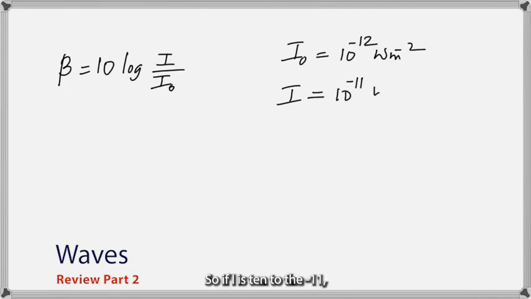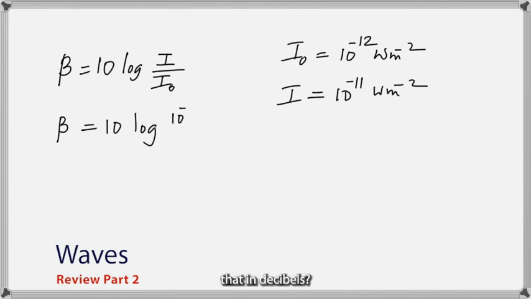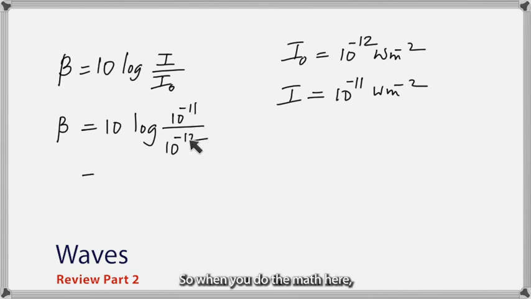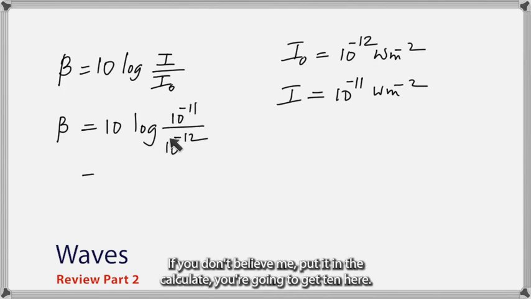So if I is 10 to the negative 11 watt per meter squared, how do we calculate that in decibels? Just plug it into the formula. So I is given as 10 to the negative 11, so you substitute it there. And I naught is always a constant. You need to know the number is 10 to the negative 12. So when you do the math here, you see that you're going to get 10 here. If you don't believe me, put it into the calculator. You're going to get 10 here.